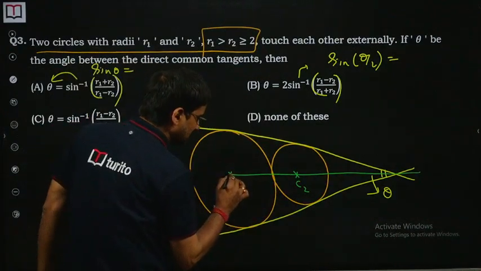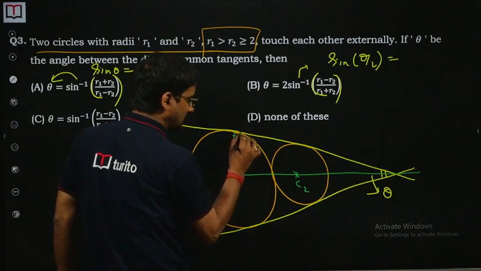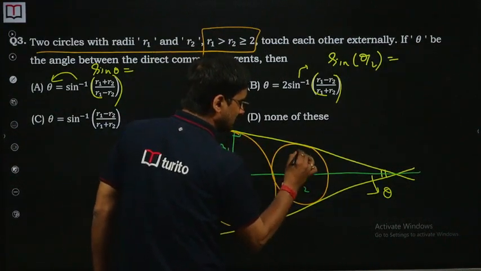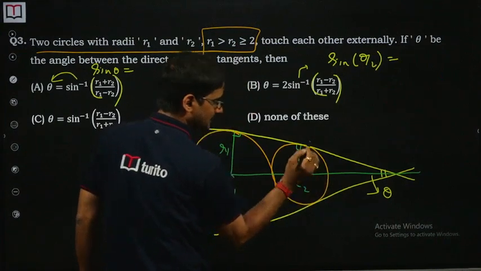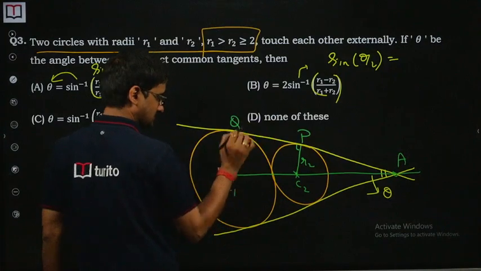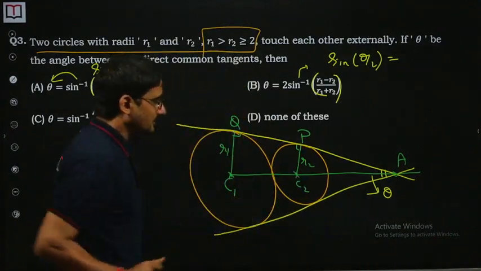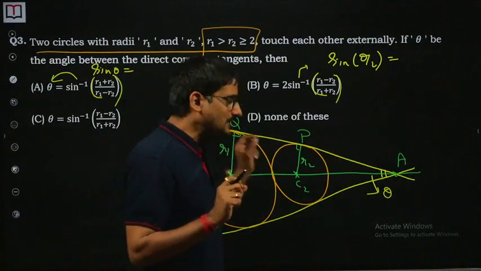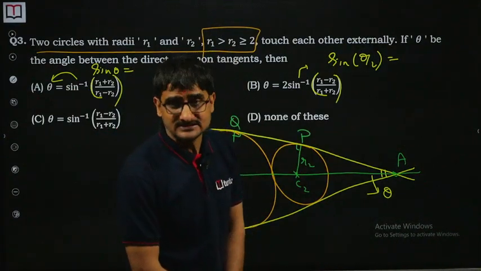See, R1 is greater than R2, so of course this has to be the R1 radius, and then this is R2. I call the point of intersection A, this point P, this point Q, and the centers C1, C2. Now I'm going to use similarity of triangles here. Which two triangles seem to be similar?